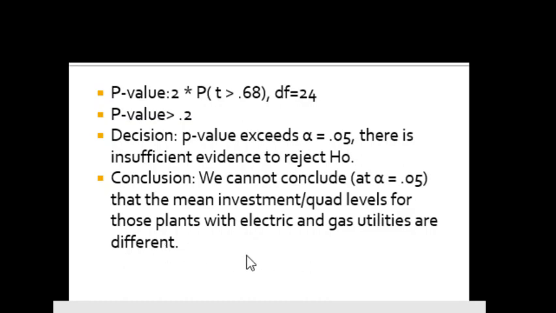Okay, so this is the hypothesis test for difference in means for independent samples.